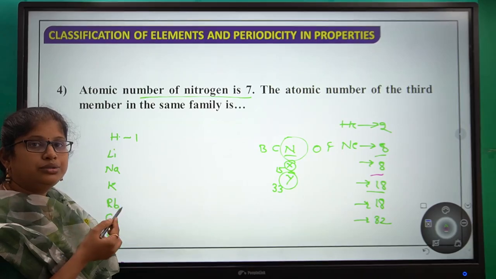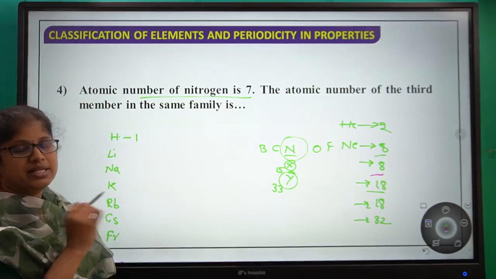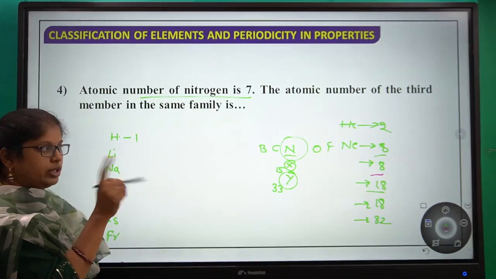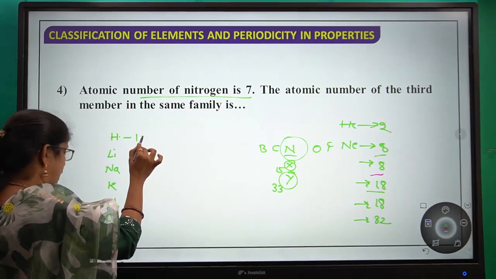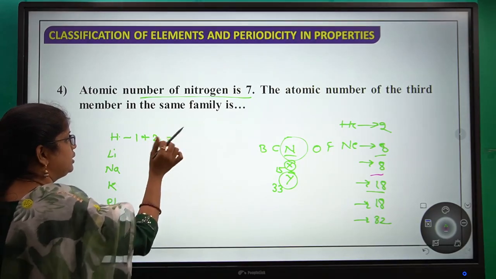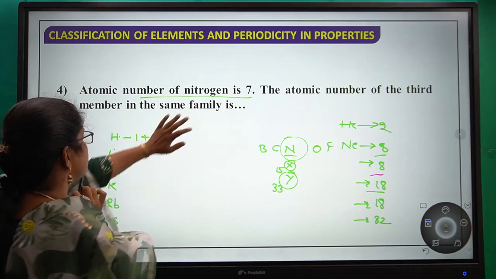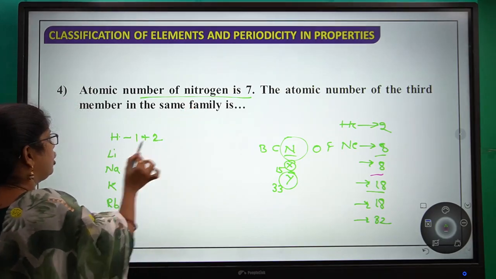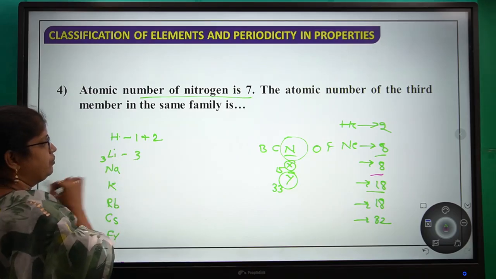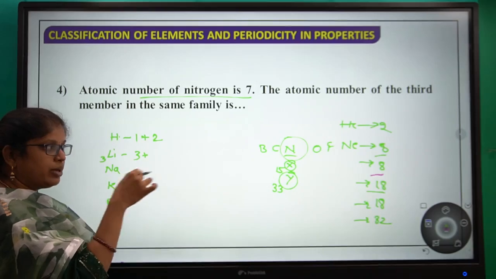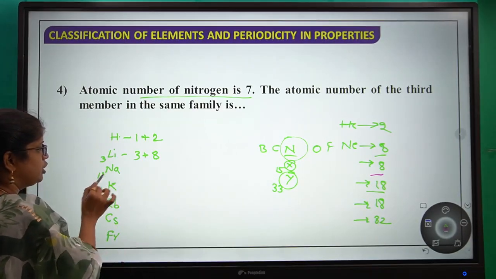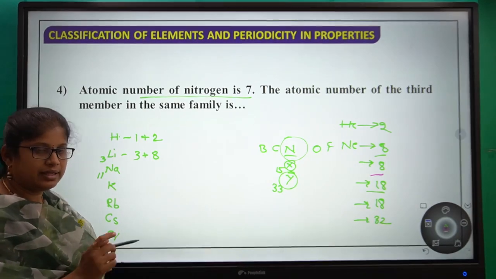So now how to find out the atomic numbers of the other elements in this group? First hydrogen, and in the first period how many elements are there? Only 2 elements. So now add 2 to this. How much will we get? 3. That 3 is the atomic number of lithium. Now in the second period how many elements will come? 8 elements. Add 8, so 3 plus 8, 11. So the atomic number of sodium is 11. Is it correct? Yes.